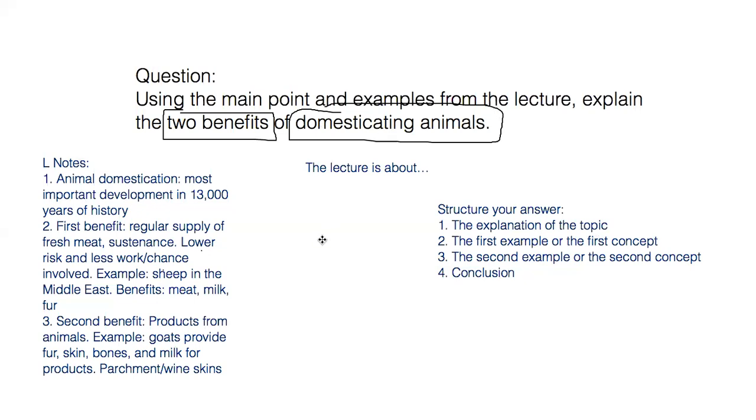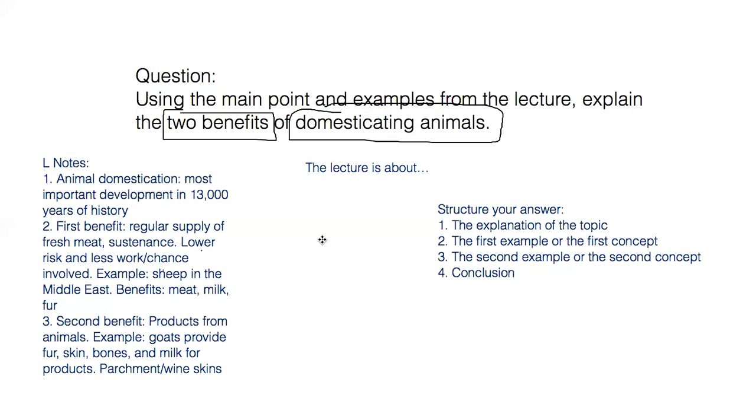The lecture is about animal domestication, what the professor calls the most important development in 13,000 years of human history. He discusses the two large benefits that come from domesticating animals. The first benefit is once animals are domesticated, they can provide a regular supply of fresh meat and sustenance. Having them in fields and domesticated allows for a lower risk and less chance involved from hunting. It's less work and less energy expended.